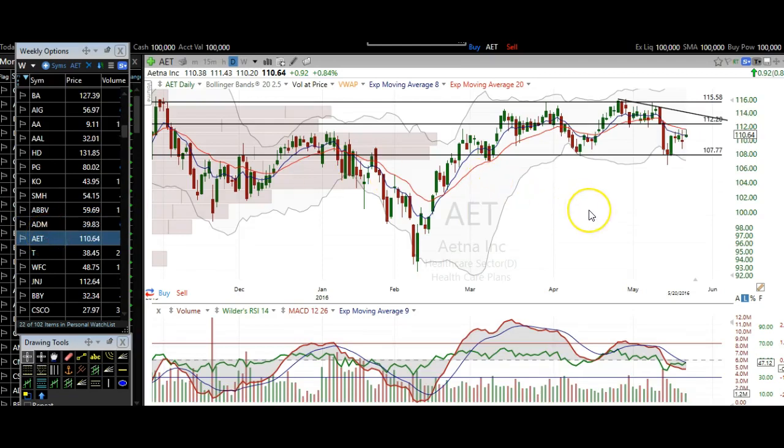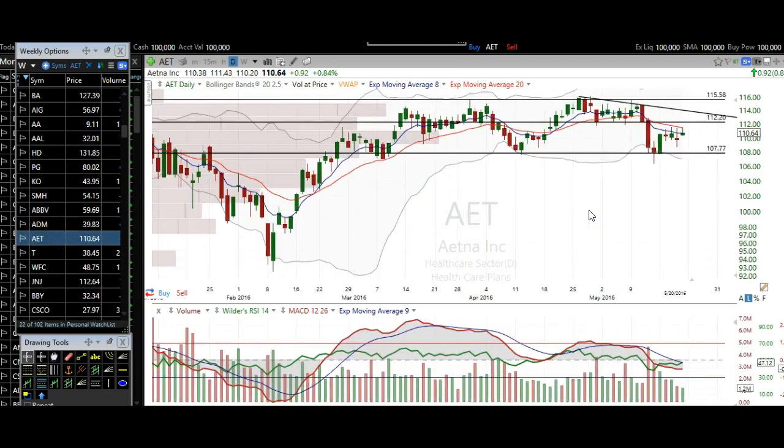Next, I want to cover AET. AET broke below this support at about 112.20. So now that 112.20 is resistance, as well as this mini downtrend line right here. And then we've got some pretty nice support at about 107.